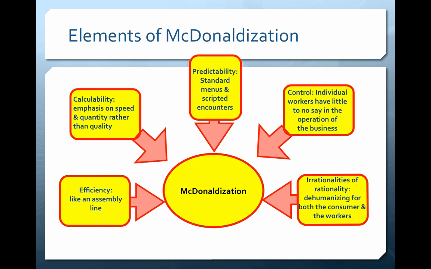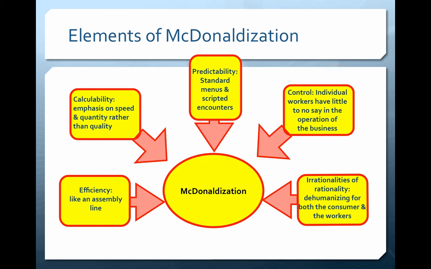And he looked at McDonaldization as having these efficiencies like an assembly line, where everyone had a specific job and everyone did it in the specific order. And by doing so, it became very predictable. And so part of the elements of McDonaldization included this assembly line efficiency.